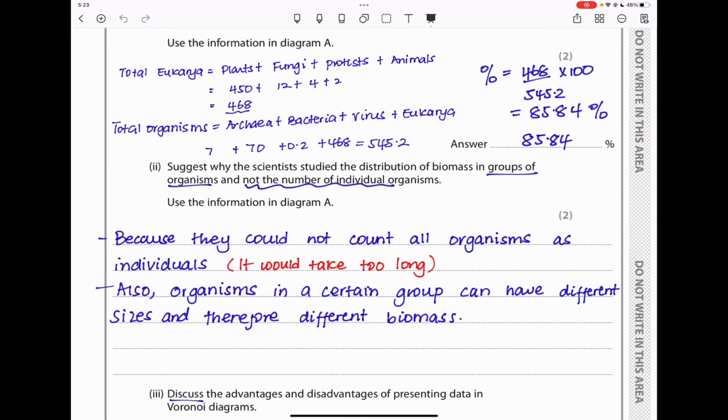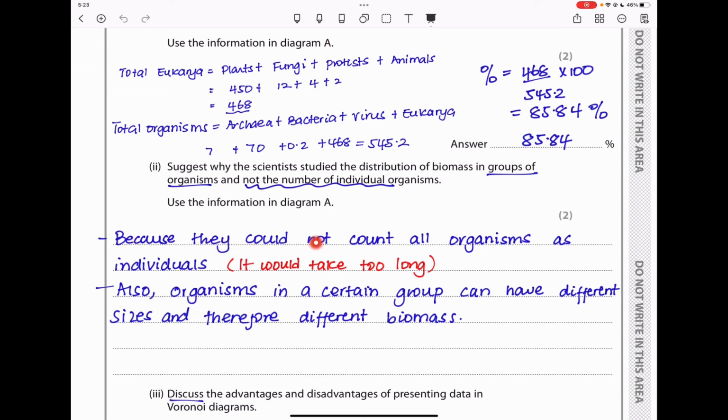The next part suggests why the scientists study the distribution of biomass in groups of organisms and not the number of individual organisms. The number of individual organisms would be really hard because you have to count the different numbers, and some animals are going to be so many. Another thing is some animals have different sizes, so it could be hard to categorize them in number. However, biomass puts everything as a group, which is easier for somebody to understand.